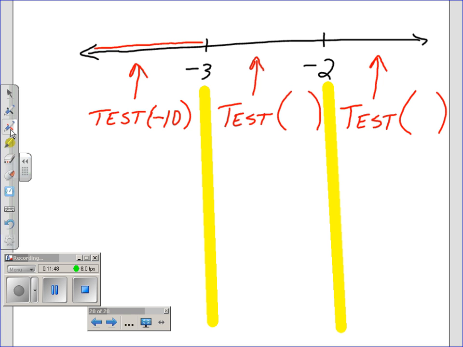Why did I choose -10? Because it's easy to calculate. You could have used -4, -5, -6. You can use any number in that interval.